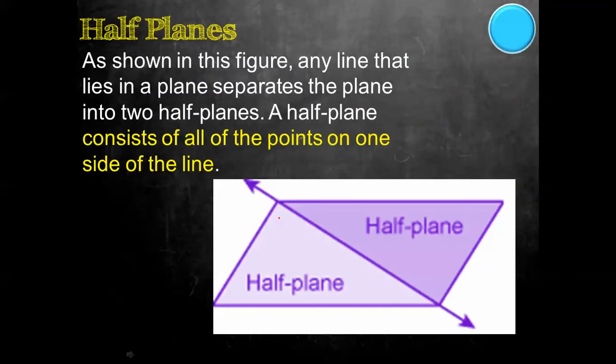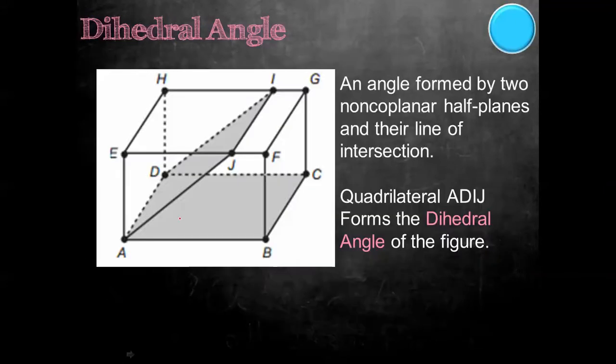A half plane. As shown in this figure, any line that lies in a plane separates the plane into two half planes. A half plane just consists of all the points on one side of a line in the plane. Here we have this whole plane, and this line that goes across it divides it into two half planes. When we're talking about half planes, dihedral angle is going to come up a lot. A dihedral angle is an angle formed by two non-coplanar half planes and their line of intersection. Non-coplanar means they don't lie in the same plane.